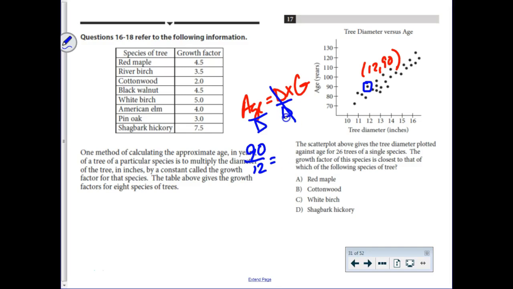7 point something? So now you got to go flip back to your chart and find what kind of tree is really close to that. Good news, there's only one of them. It's the shagbark hickory. It's probably not even a real tree. No, it is. It's a really terrible name.